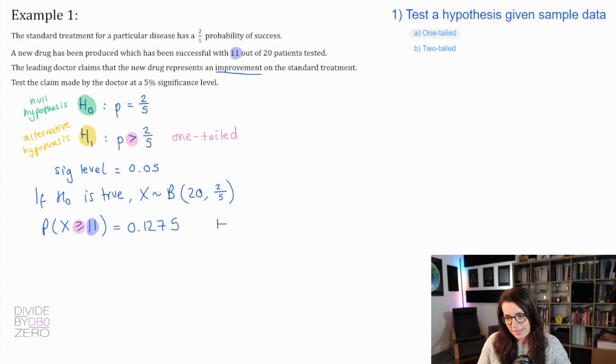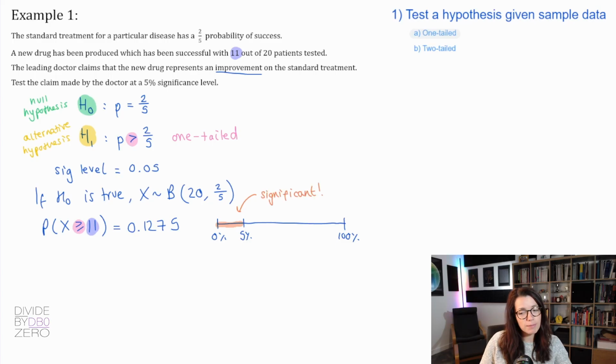So to do this, I like to draw a number line from 0% to 100%. I then put my significance level on, so in this case 5%, and then I make a mark to say anything between 0 and 5% would be deemed as significant. I then think about where 0.1275 would lie on this line, maybe somewhere here, and it's greater than 0.05. As you can see from the number line, it doesn't lie in that significant area, so this is not significant.